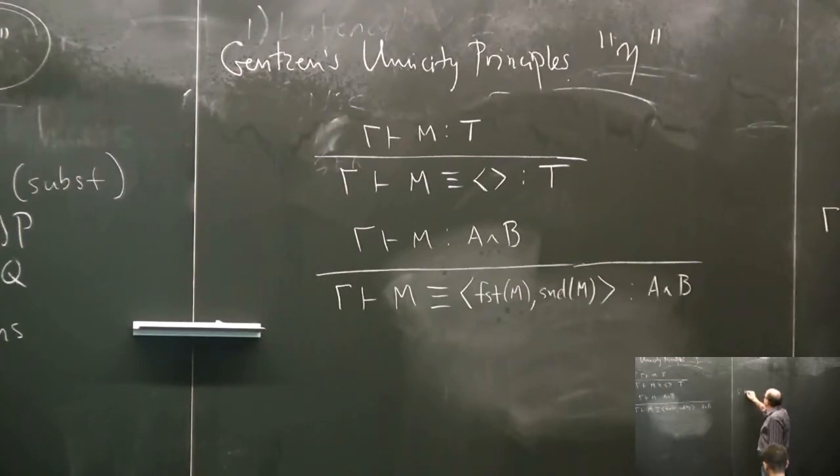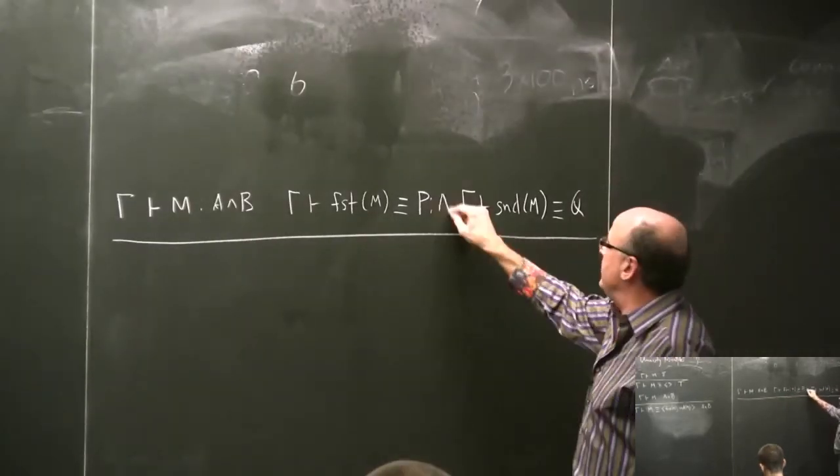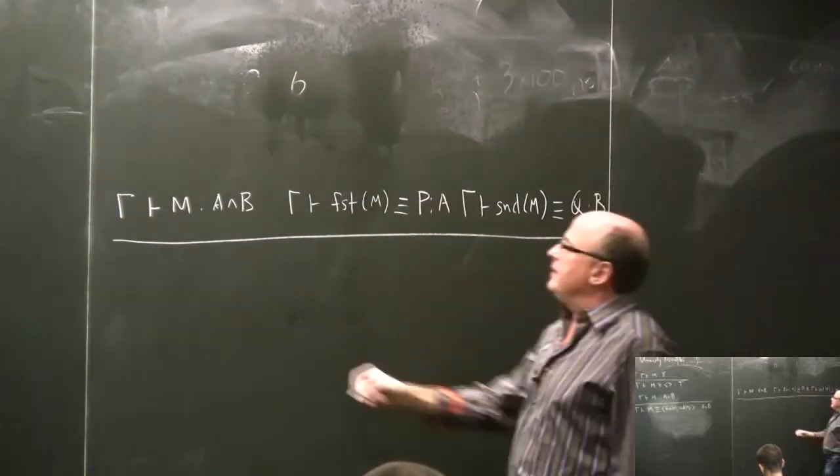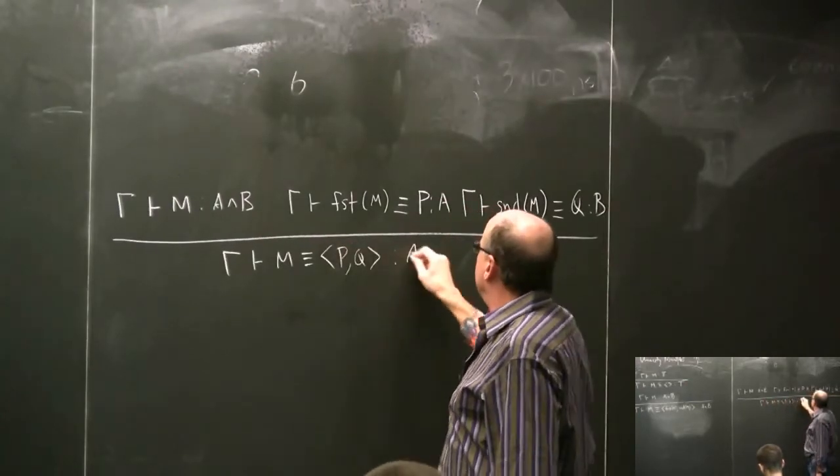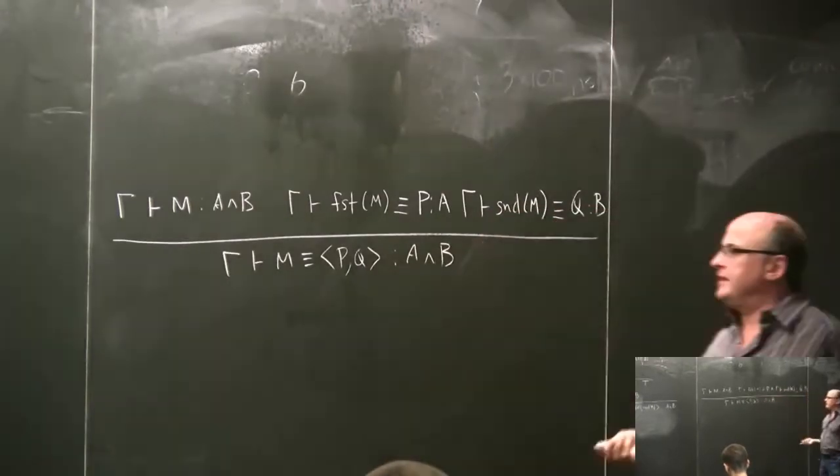Which is to say that we have the following idea, that if I have some arbitrary term m of A and B, and then this is what we did last time, we know that first of m is, let's call it P, and we know that second of m is Q. I'm really saying the same thing in a different way. I'm just doing it for a reason too, and I really should put in that this would be A and this would be B. Then that m can be none other than the pair P, Q. And these two formulations are the same.